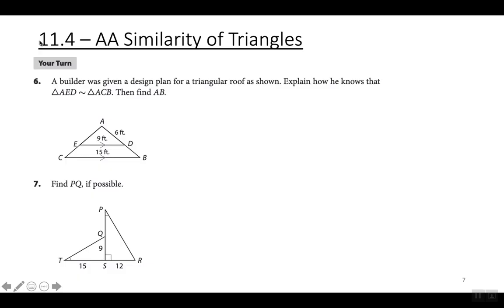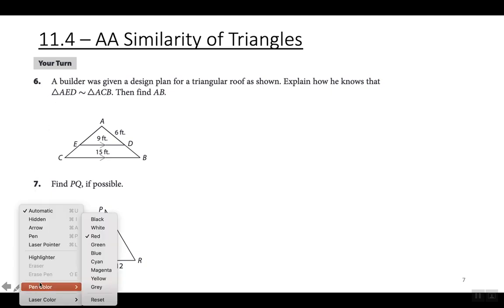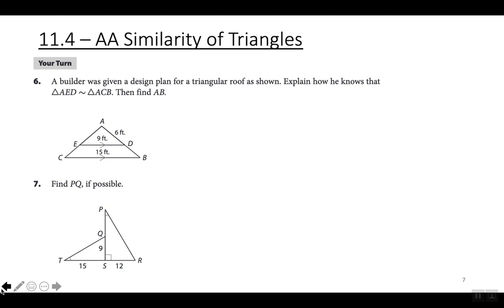All right, so let's look at example number 6. A builder was given a design plan for a triangular roof as shown. Explain how he knows that triangle AED is similar to triangle ACB, and then find AB. I already did an example like this. If we look at the little triangle compared to the big triangle, they both share this angle, angle A. They both have angle A in common, and when you have parallel lines, this angle is congruent to this one, and also this one over here is congruent to this one. So really, all three angles are congruent, but you could use any of those to justify that the two triangles are similar.